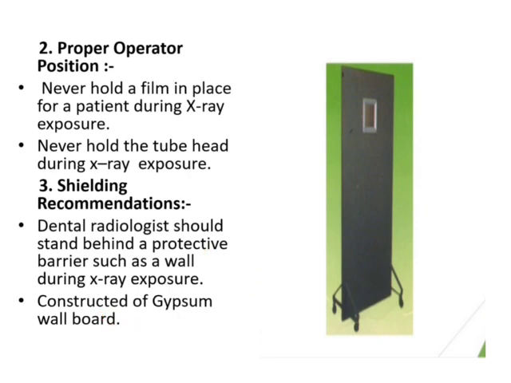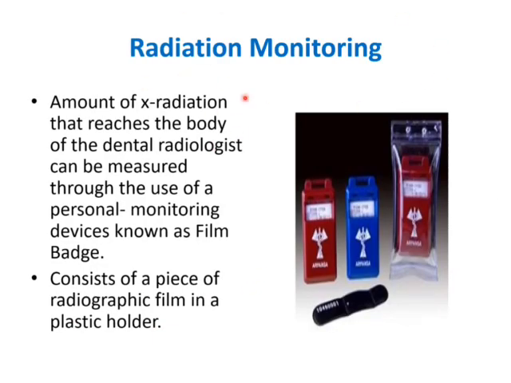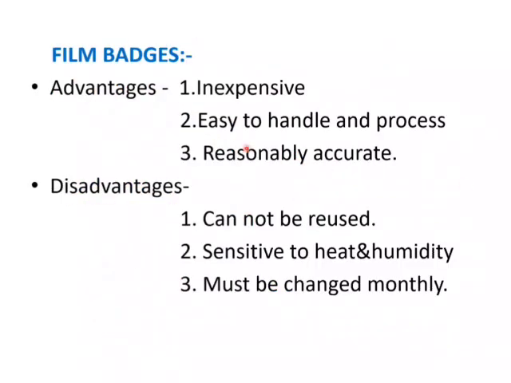Next, we will see about radiation monitoring. The amount of radiation that reaches the body of the dental radiologist must be measured through the use of personal monitoring devices known as film badges. So, these are the film badges, which consist of a piece of radiographic film in a plastic holder. These film badges have certain advantages and disadvantages. About the advantages, it is inexpensive, easy to handle and process, and reasonably accurate. Regarding the disadvantages, it cannot be reused, is sensitive to heat and humidity, and must be changed monthly.